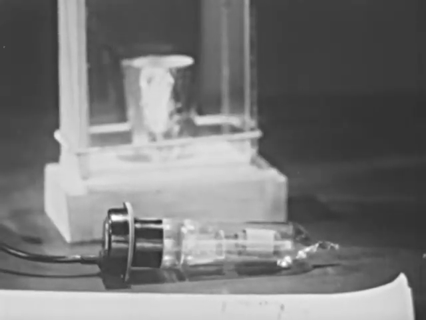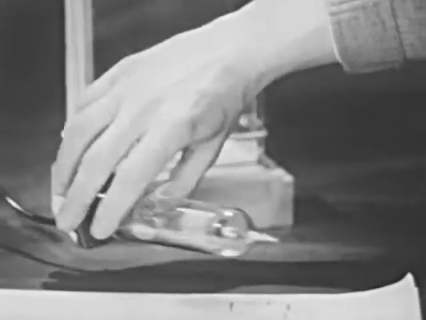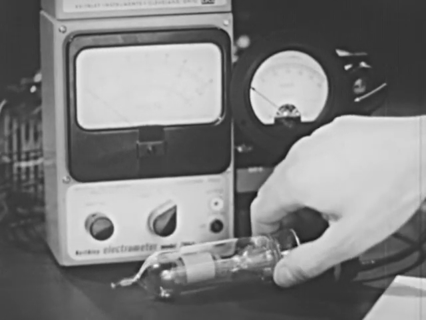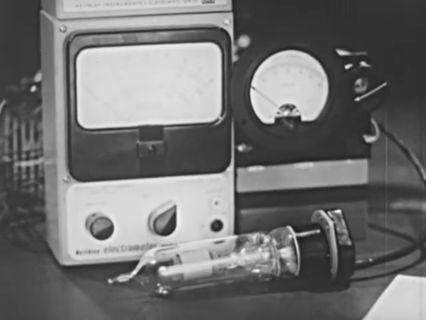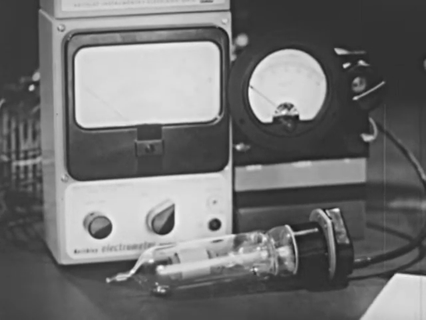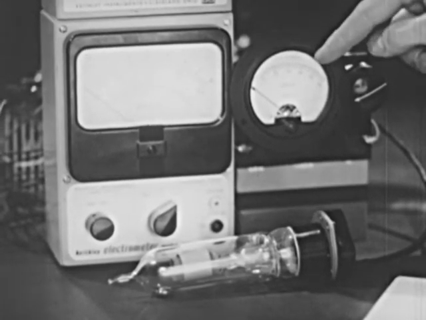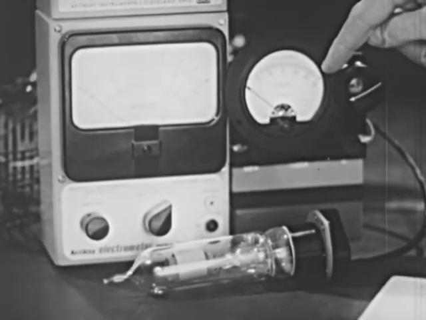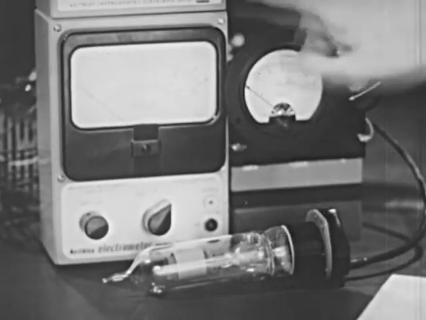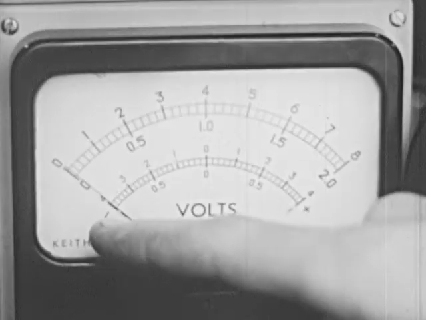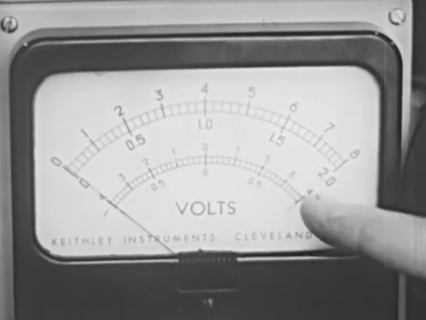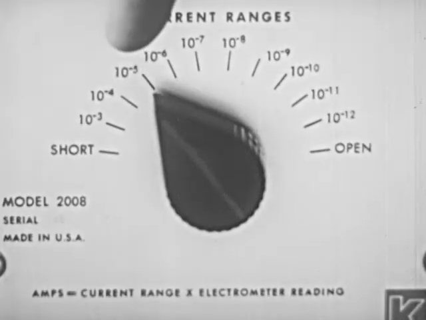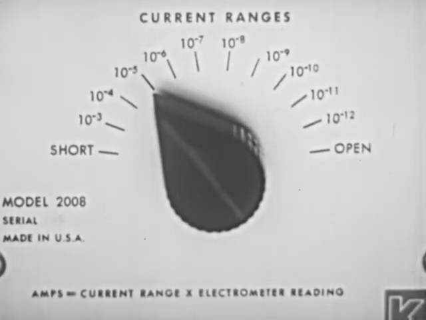Now let us go back and look at the tube. We will measure the tube current as we change the accelerating voltage. And I will read the accelerating voltage on this meter from 0 to 30 volts and the anode current on the electrometer. I will use the middle scale from 0 up to 2, measured in units of 10 to the minus 5 amperes.